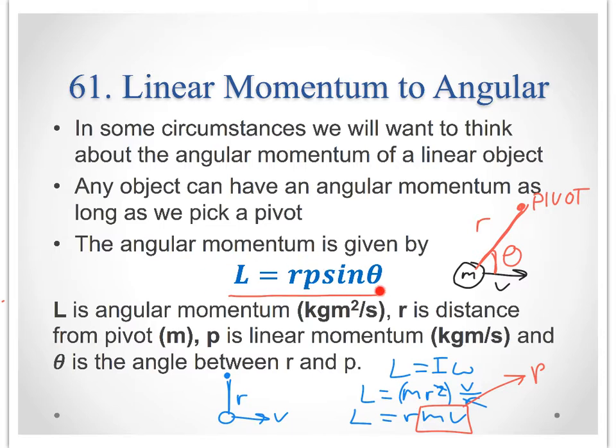The only difference is that sine of theta term, and that just corrects for a situation like this where we're not necessarily moving perpendicular to the radius. It's not truly a tangential velocity. But when we're at a 90-degree angle, that sine of theta term just goes away. So this is another way of thinking about finding the angular momentum from the linear momentum.